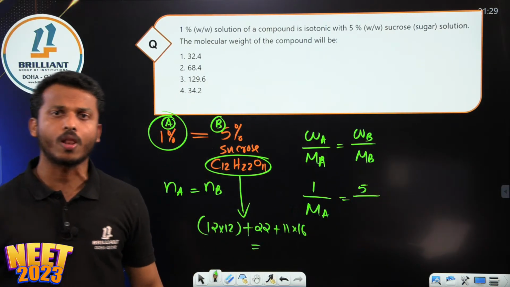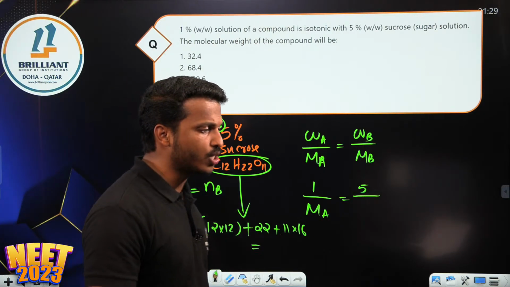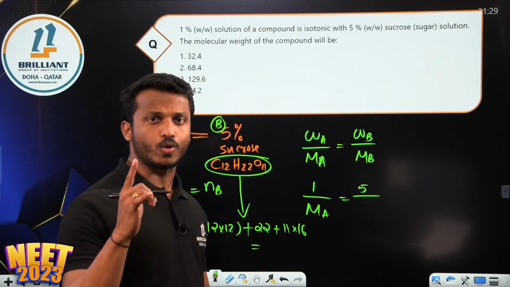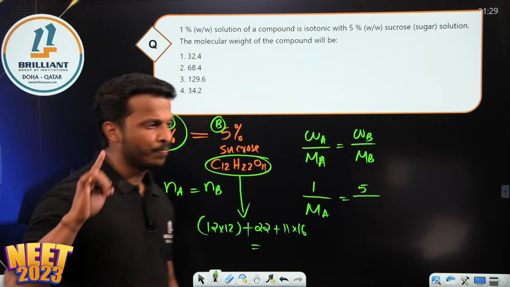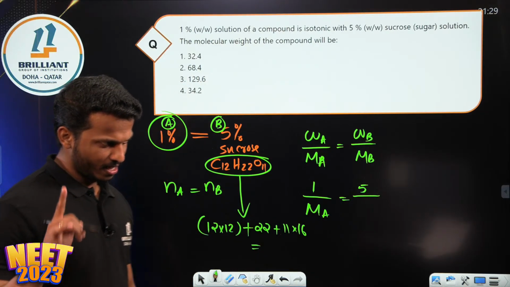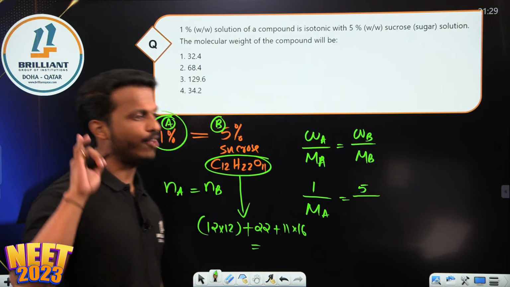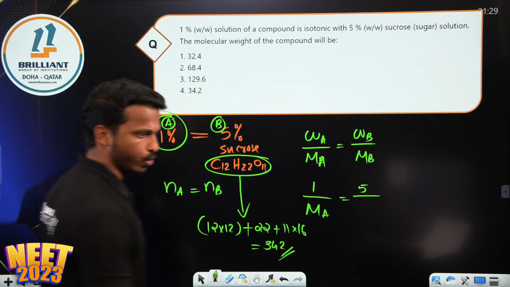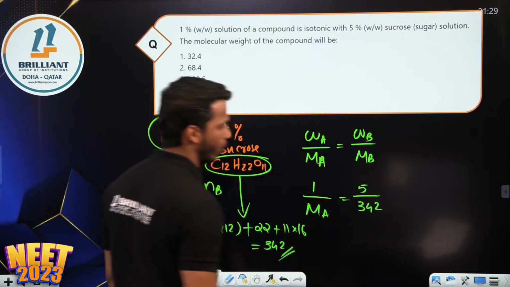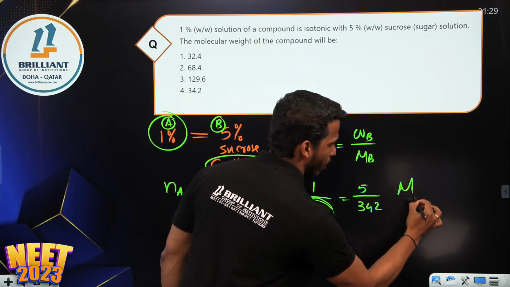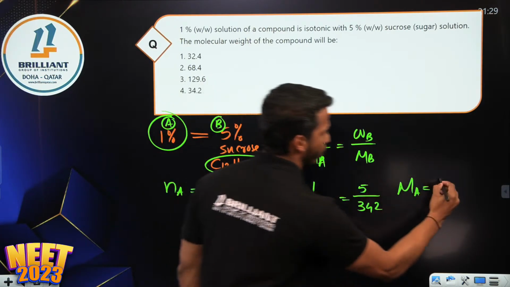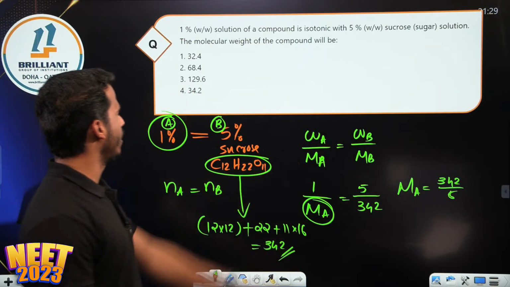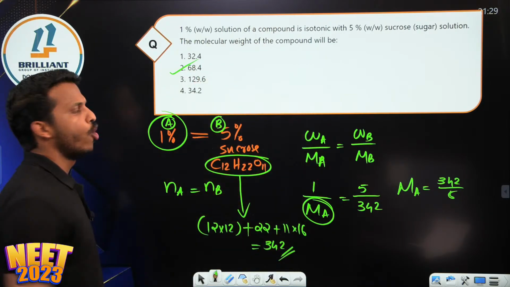Can you type in the chat box, dear all? What is the molecular mass of sucrose? 340, 342, right? 342 is the molecular mass of which one? Sucrose. Yes. So let us substitute 342. So we can calculate MA. What is the molecular mass of that substance here, all? 342 divided by 5 is around 6 something. That is the correct answer. Which one, dear all? Option 2.